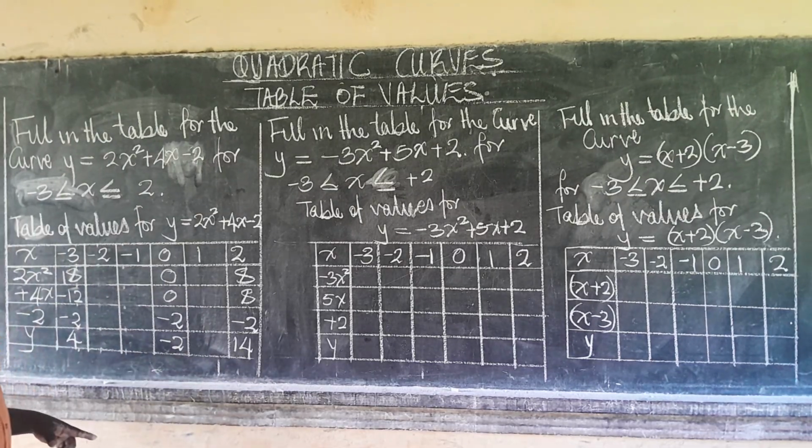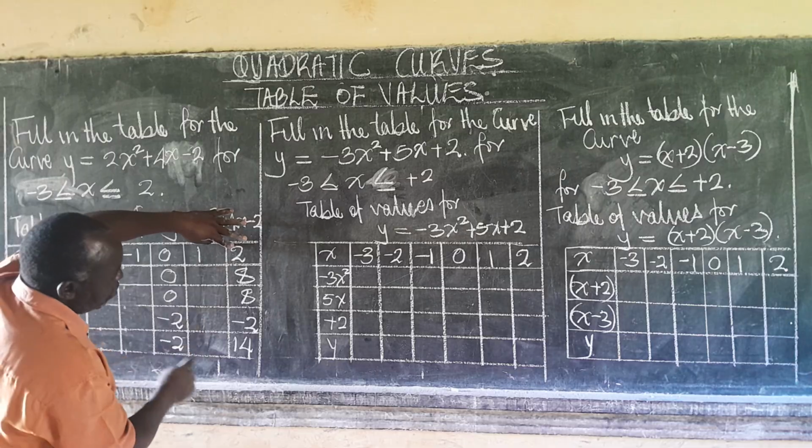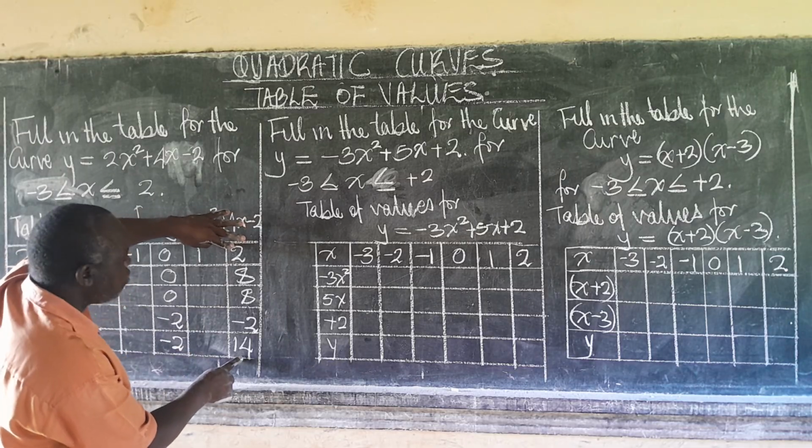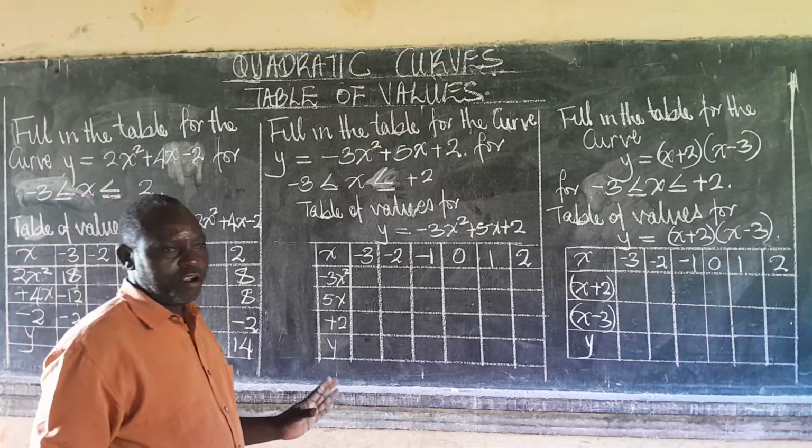And then what does that mean? It means that now, when x is negative 3, y is 4. When x is 0, y is negative 2. When x is 2, then y is 14. These values also have to be completed. That's how we go over with that.